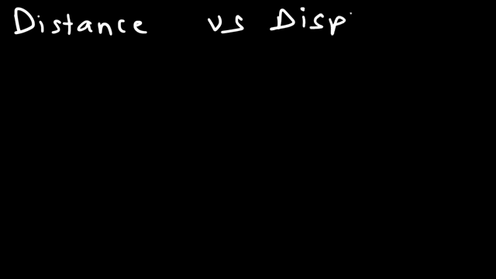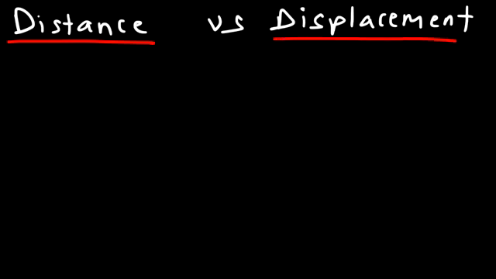Now, many of you out there are very familiar with the word distance. When you hear the word distance, what do you think of? I think of how far something has traveled. So let's say the distance between one city to another could be 100 miles. And so it's the difference between 2 points. Now, displacement is very similar to distance, but displacement encompasses direction as well. Direction is important for displacement.